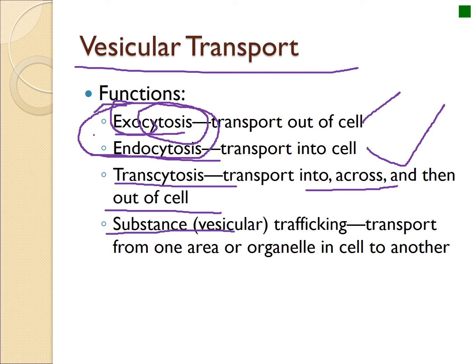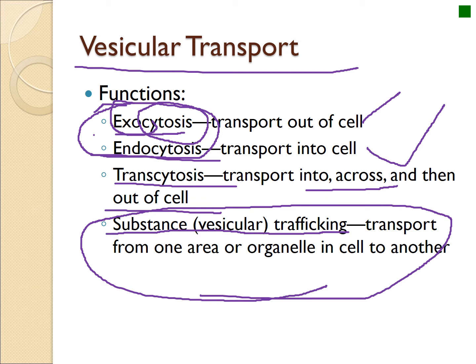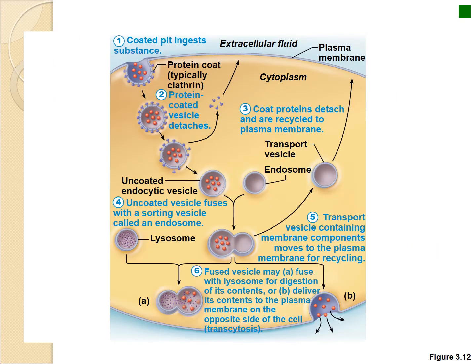Okay, and then we can have what's called substance trafficking, which sounds kind of bad. And this is just something that occurs when we transport things from one area of an organelle or the cell to the other. And this usually involves coordination of the cytoplasm. So this is occurring only internal. These are occurring external, and a little here, internal and external. So now let's look at these processes of vesicular transport.